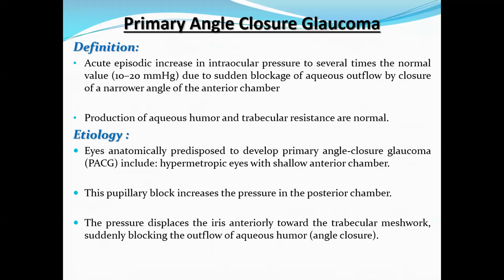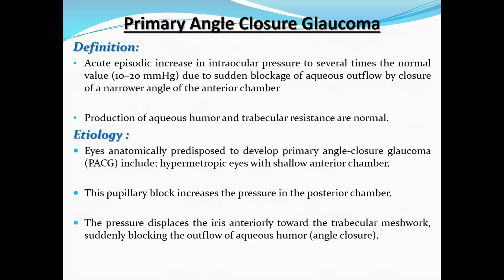Next one, primary angle closure glaucoma. Definition of angle closure glaucoma: acute episodic increase in intraocular pressure to several times the normal value due to sudden blockage of aqueous outflow by a closed or narrowed angle of the anterior chamber. Production of aqueous humor and trabecular resistance are normal. Etiology: eyes anatomically predisposed to develop primary angle closure glaucoma include hypermetropic eyes with shallow anterior chamber.